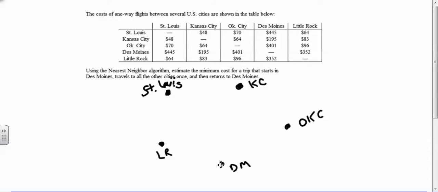And we're asked to determine the minimum cost for a trip that starts in Des Moines, DM, and it travels to all other cities once, then returns to Des Moines. Now the key thing here is it's a circuit. Since we're starting in Des Moines and we want to visit all the other cities and then return to Des Moines, it's a circuit because we're starting and ending in Des Moines. And it's a Hamilton circuit because we want to visit each vertex exactly one time and not use all the edges that are in the graph.